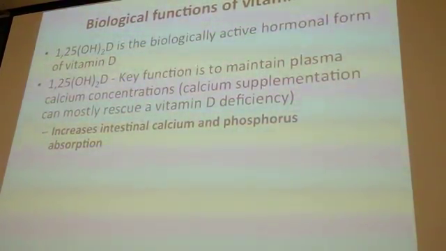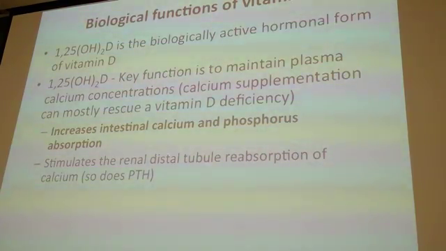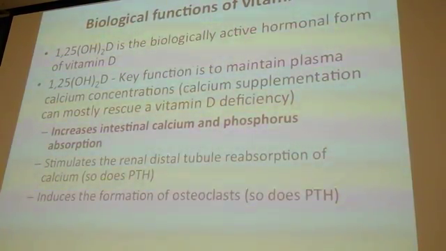As I mentioned, under basal conditions, we're only absorbing about 30%. In response to this active form of vitamin D, this is hiked up to 70–80% absorption. So this is a really important function of vitamin D that controls those plasma calcium levels. It also, similar to parathyroid hormone, stimulates reabsorption of calcium in the kidney, again blocking excretion of calcium. And similar to parathyroid hormone, it can also regulate the resorption of bone and the release of calcium from the bone.